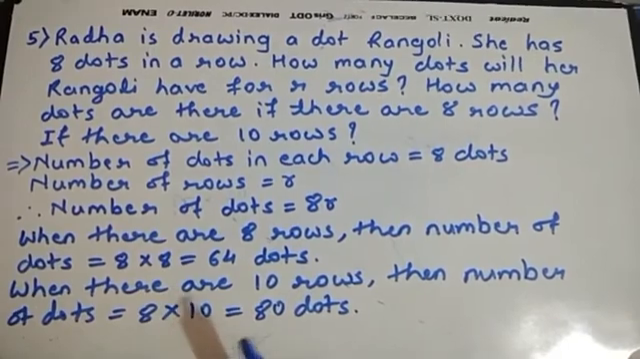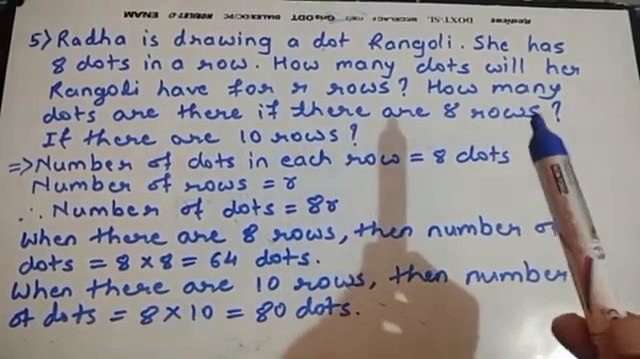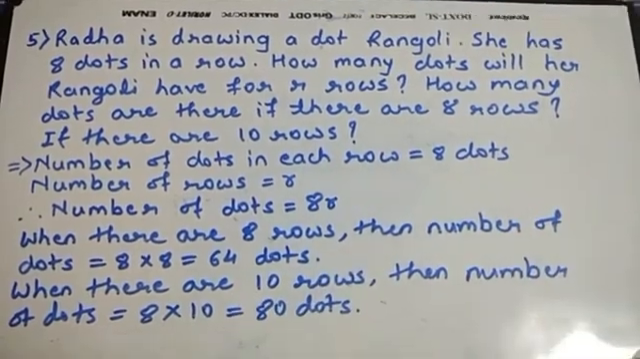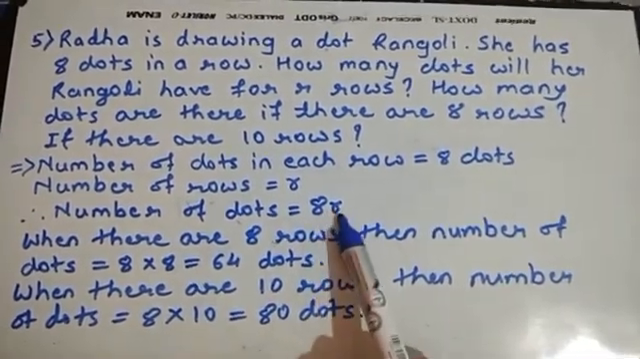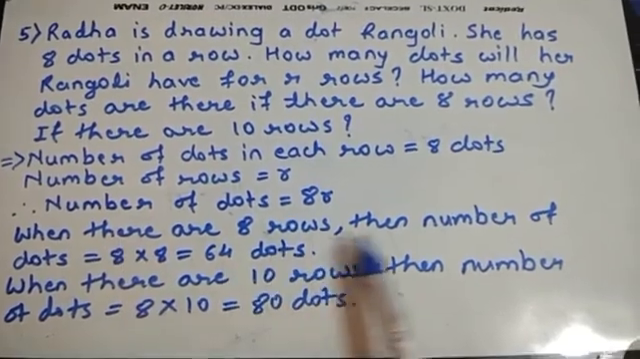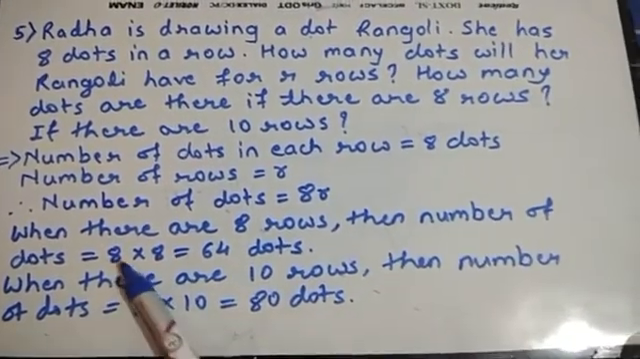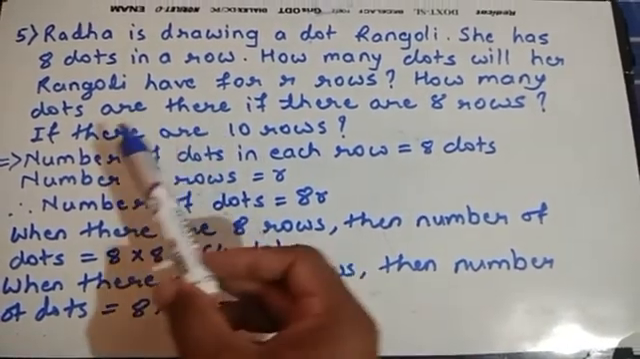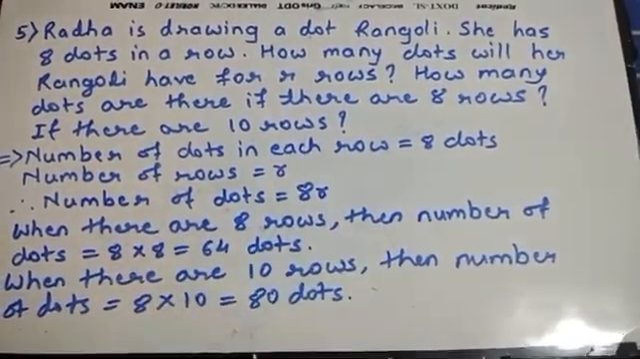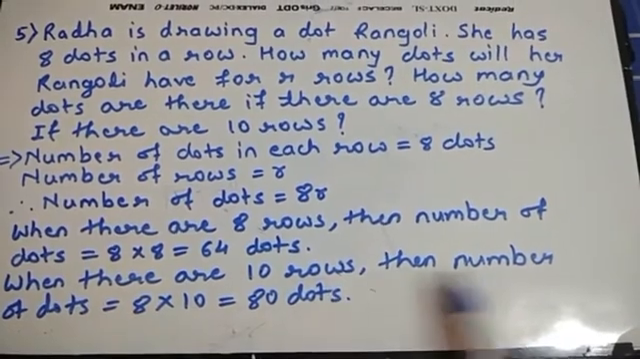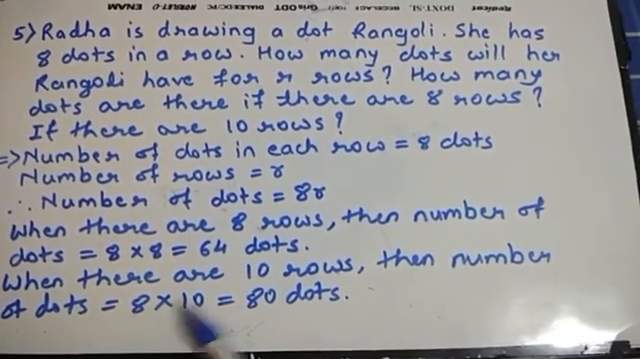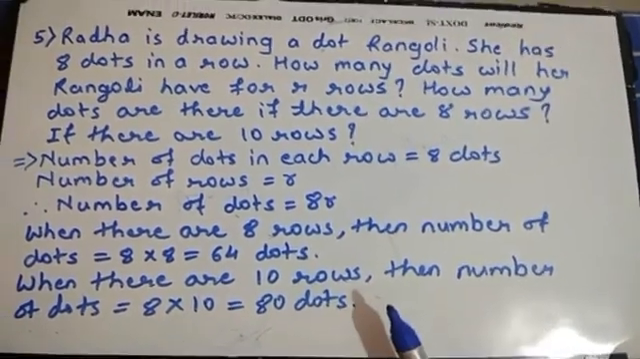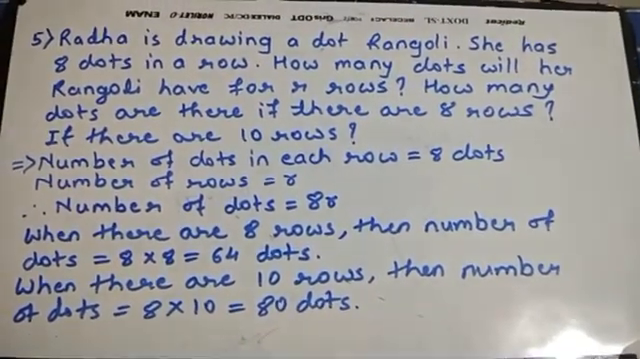And they have also asked in this question how many dots are there if there are 8 rows. If there are 8 rows, then instead of r, 8 will come. Therefore when there are 8 rows, the number of dots will be 8 multiplied by 8, that is 64 dots. As well as one more question: if there are 10 rows, then what will be the number of dots? When there are 10 rows, the number of dots will be 8 multiplied by r, which is 10. Therefore 8 tens are 80 dots. I hope you understood this question.